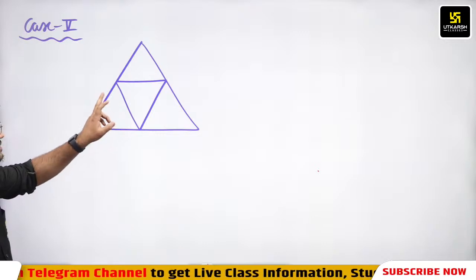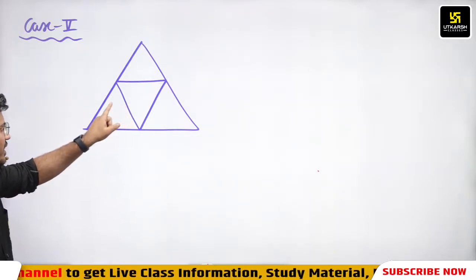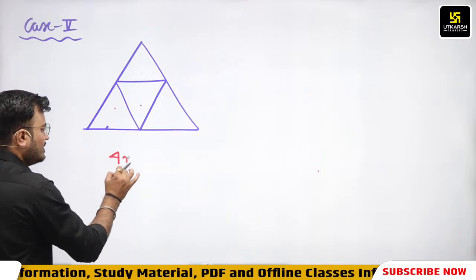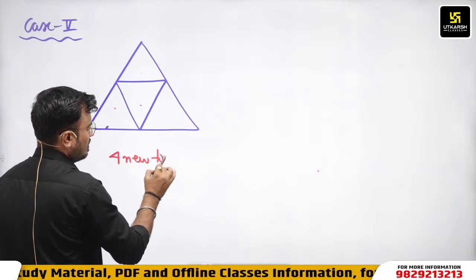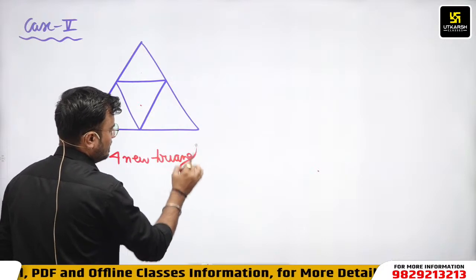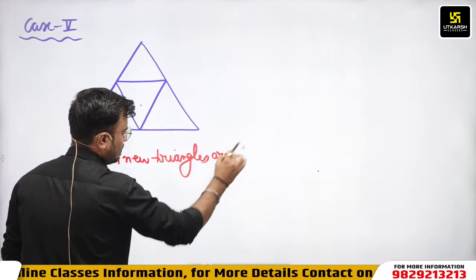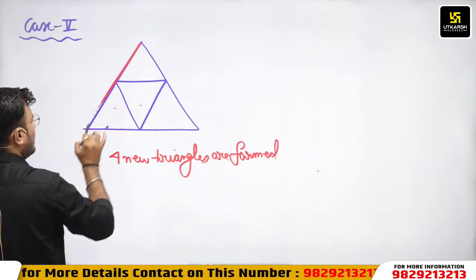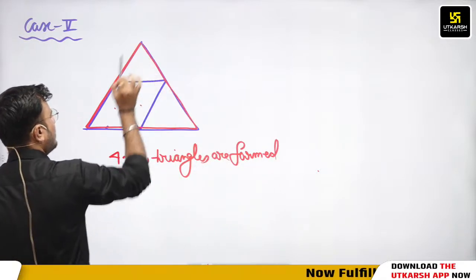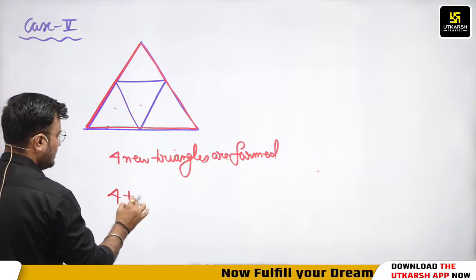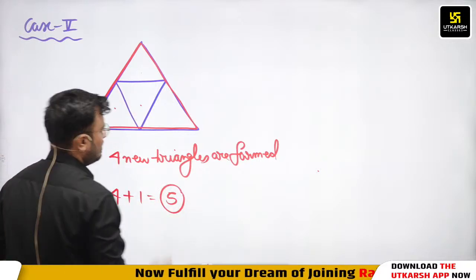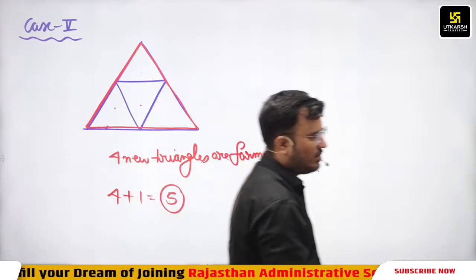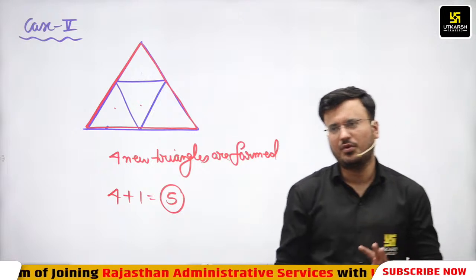You are able to see, due to this inverted triangle: 1, 2, 3 and 4. Total 4 new triangles are formed, and one triangle already exists. So total 4 plus 1, 5 triangles are there. So an inverted triangle always introduces 4 new triangles.